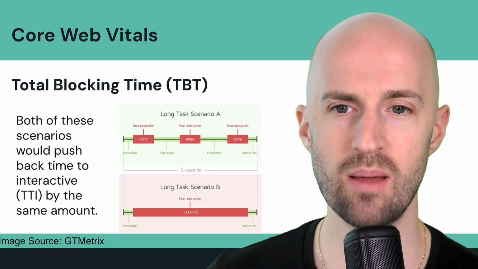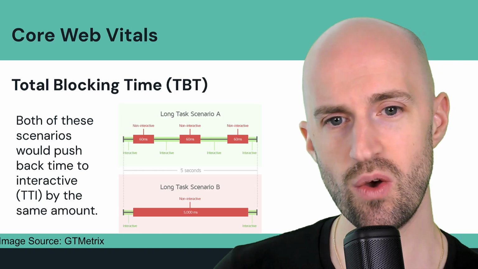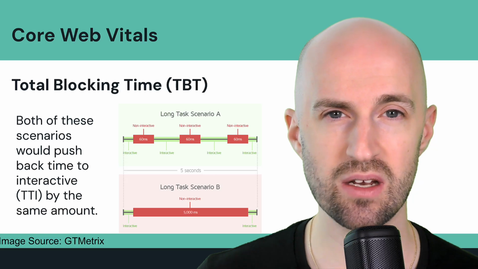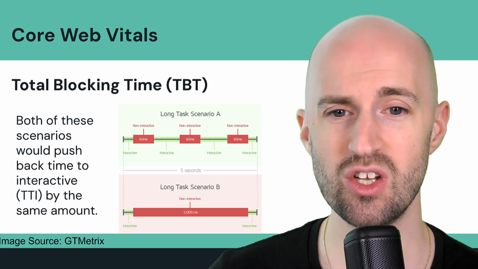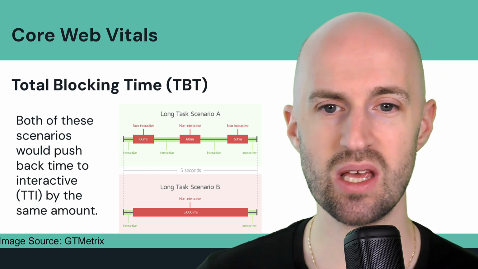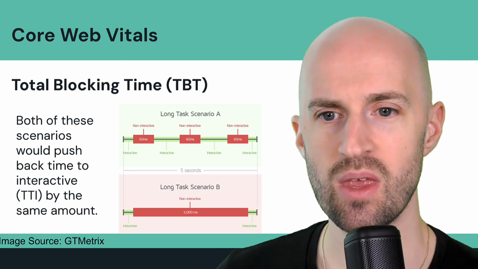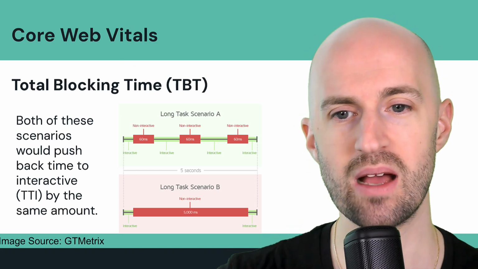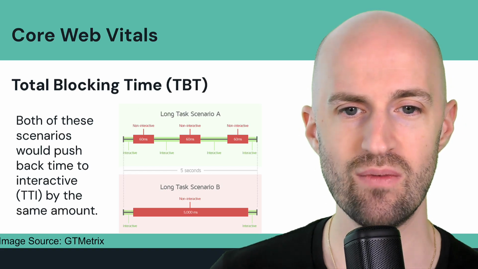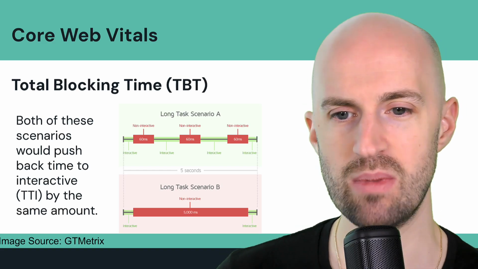So the total blocking time, or TBT, here's an illustration of these. There are two scenarios, scenario A and scenario B. Even though the overall non-interactive time, where the user can't really interact with the page, is a lot smaller, overall it's about the same because it stretches out over 5,000 milliseconds, or 5 seconds. So both of these scenarios would push back the time to interactive by the same amount, even though there's overall less non-interactive time.